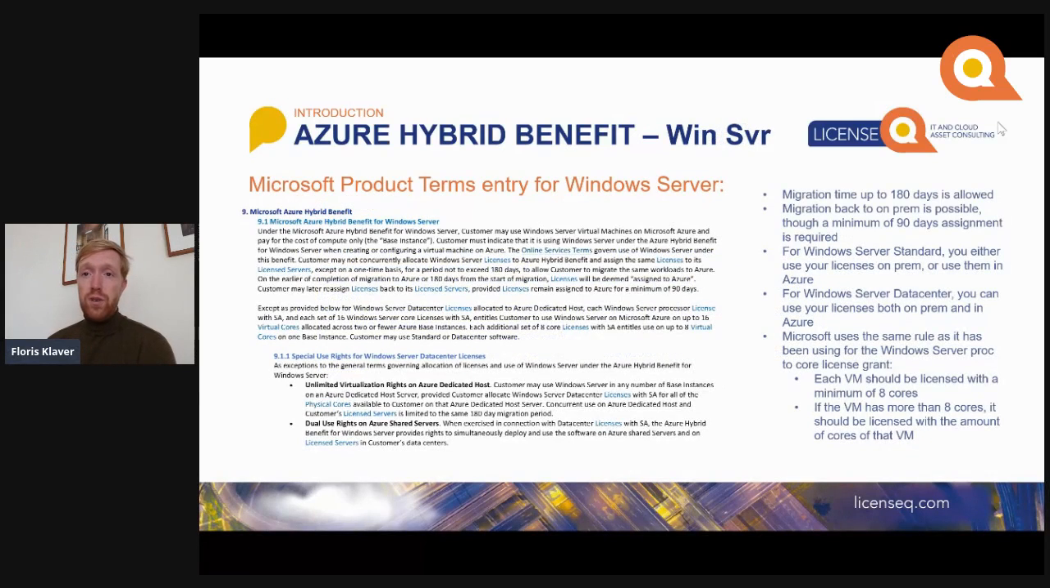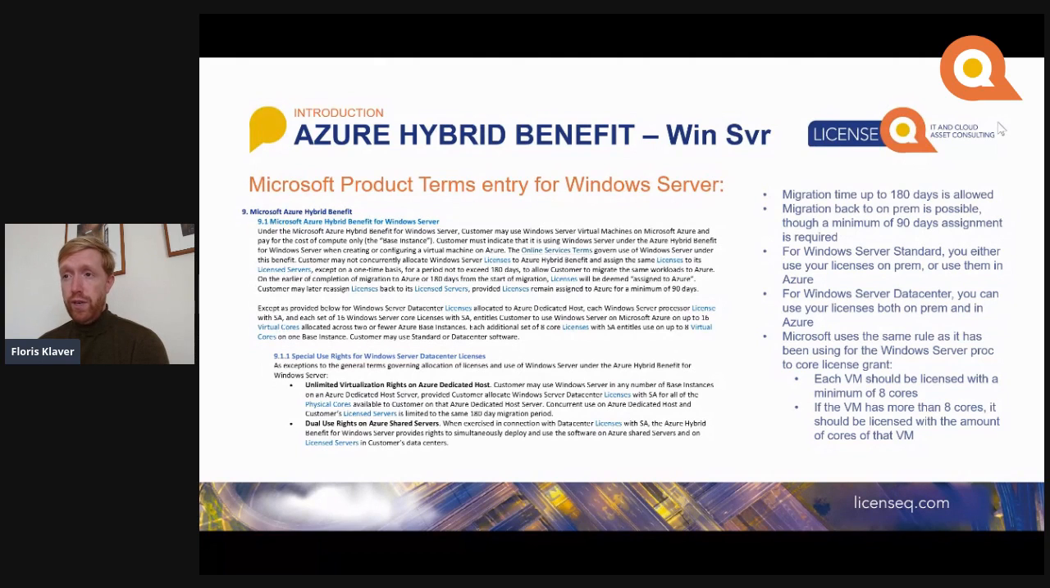Now, for Windows Server, there's a lot of text on the screen on the left-hand side, but basically this is the description taken from the Microsoft product terms. It's pretty elaborate, but I've tried to summarize it with the most interesting and key points on the right. You have 180 days migration time.